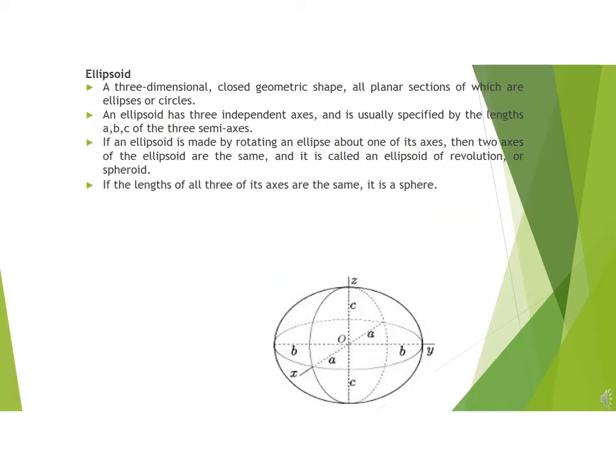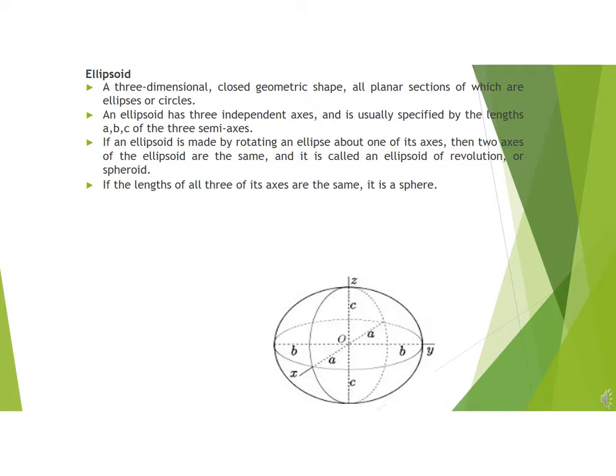Ellipsoid. An ellipsoid is a closed surface of which all plane cross-sections are either ellipses or circles. An ellipsoid has 3 principal axes and 3 independent axes. The 3 principal axes are mutually perpendicular axes that intersect at the center O, while the 3 independent axes are specified by the lengths A, B, and C.